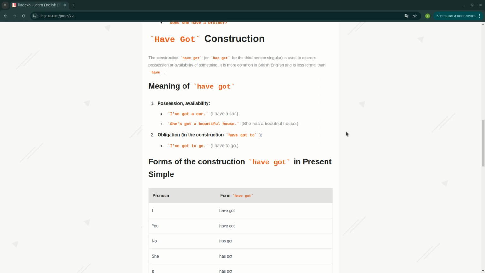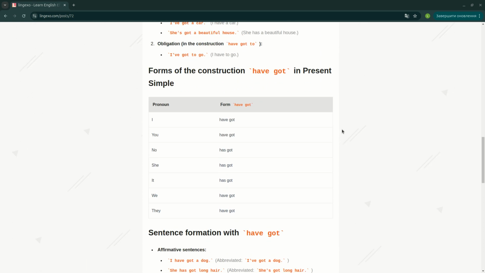I've got a car. She's got a beautiful house. It can also express obligation with have got to. I've got to go. Forms in present simple. I have got. You have got. He has got. She has got. It has got. We have got. They have got.